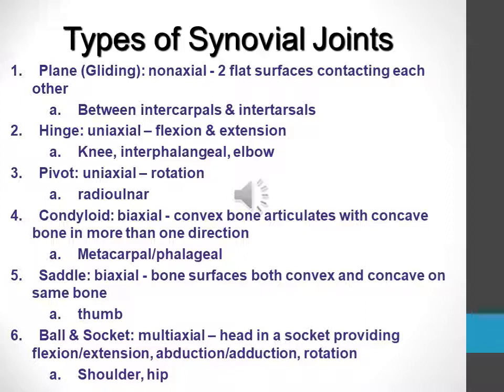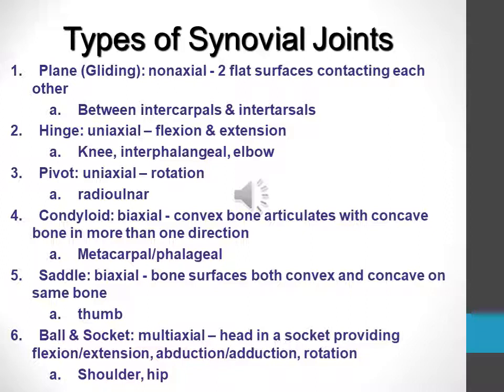So we have our plane or our gliding joint, which is where we have two flat surfaces contacting each other. Our examples here are between the intercarpals, between the intertarsals. It's considered non-axial, and you can look that up. Our hinge is a uniaxial, working with just flexion and extension. So you can think of the work of the knee and the elbow, that's the hinge joint. Pivot, also uniaxial, dealing with rotation. It is the proximal radius and ulna would be an example of that. So your radial ulnar meeting point.